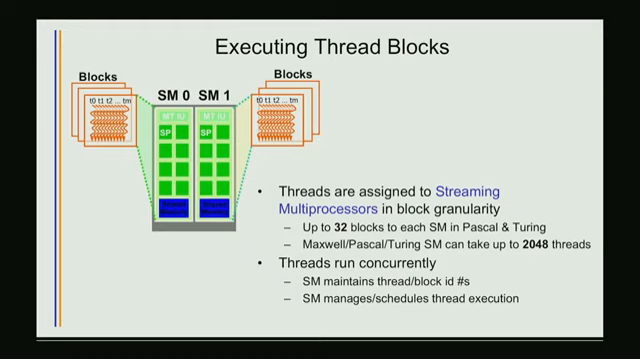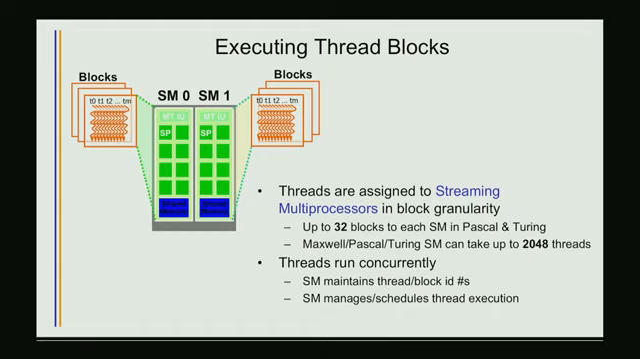So now once a block is on an SM, and by the way, an SM can handle multiple blocks. So we can map, in some cases, 32 blocks onto some of the higher or later versions of the NVIDIA CUDA architecture. Pascal, Turing, Ampere are the later generations.